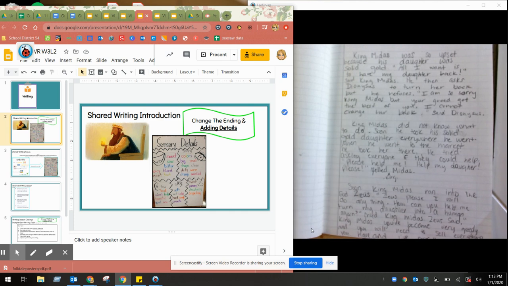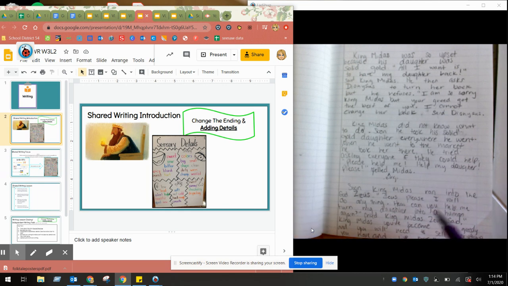Hey writers, welcome back. Today we're going to continue to look at our change the ending story, and our focus today will be adding details, and specifically sensory details. So things that we might be able to taste, see, hear, feel, or smell. My anchor chart gives me some good ideas of words that I can add to my story just to give it some more detail and help my readers visualize what's going on in the story.